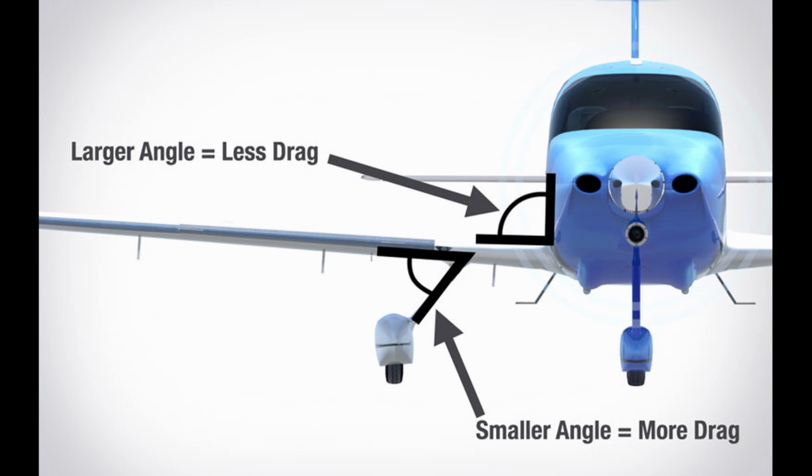Number 3. Interference drag. Interference drag happens when airflow disturbances from different aircraft components interact, like where the wing meets the fuselage. Proper fairings will reduce interference drag.